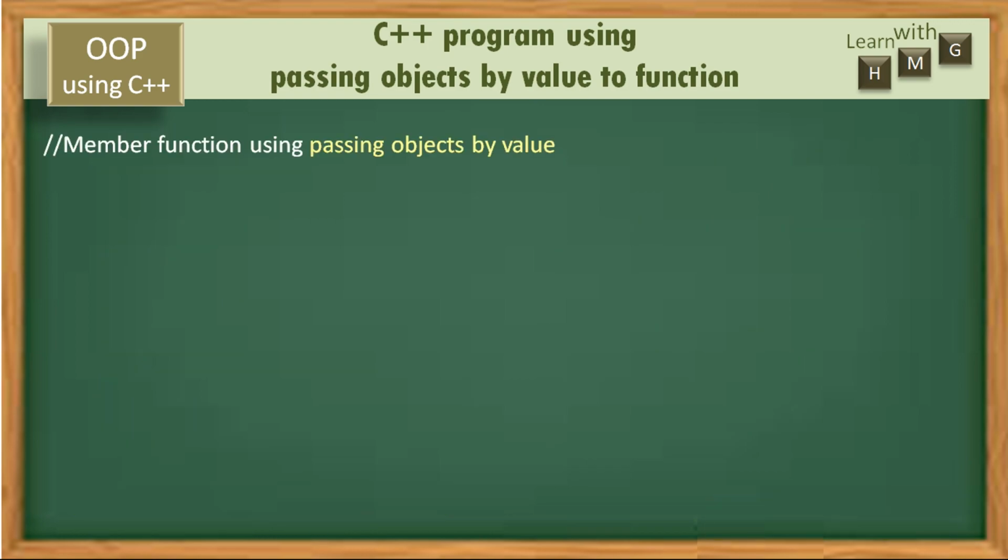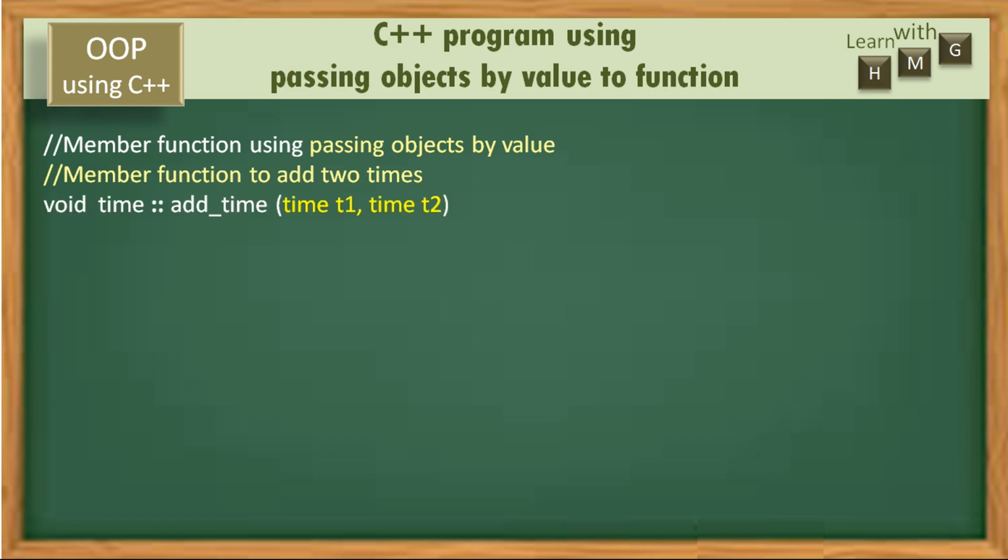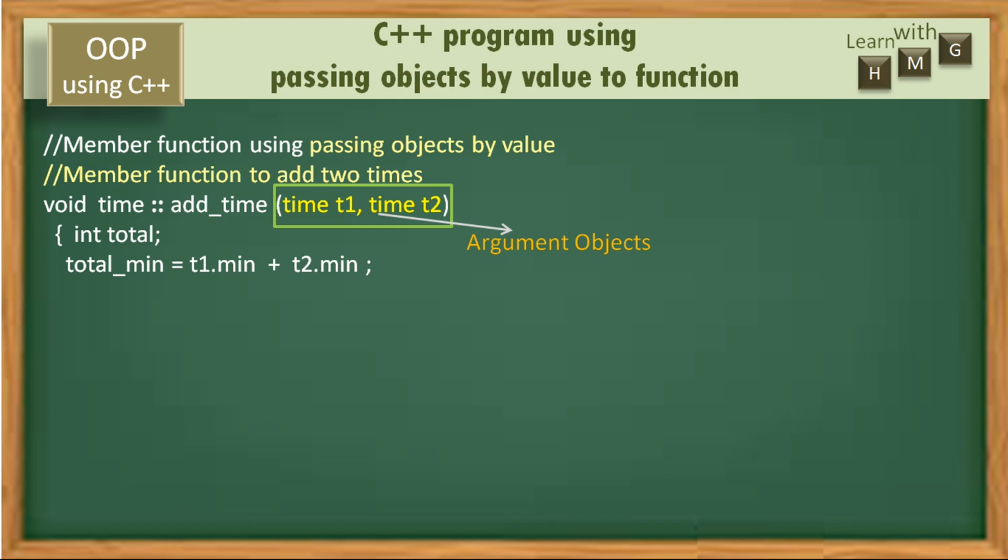The third member function is using passing objects by value. So this member function is used to add 2 times. The name of the function is addTime, and 2 objects are passed, T1 and T2, as arguments. One variable, that is int total, is required. Here time T1 and T2, these are known as argument objects which are passed to the addTime function. Let us calculate total minute.